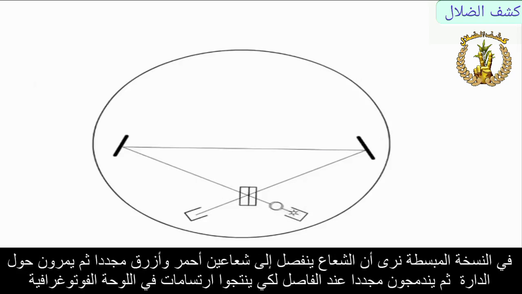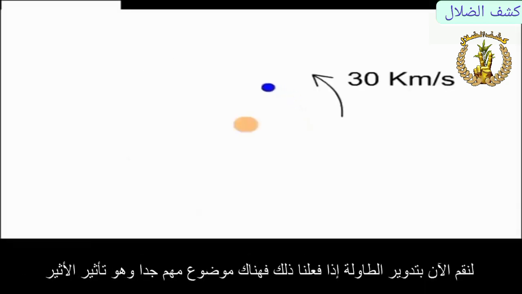In this simplified version, we see that the beam is split into 2, the red and the blue again, and they go round the circuit and are recombined at the splitter and recombining prism, so that they again produce the fringes on the photographic plate. Now let us rotate the table. Before we do so, there is the very important subject of the effect of the ether.